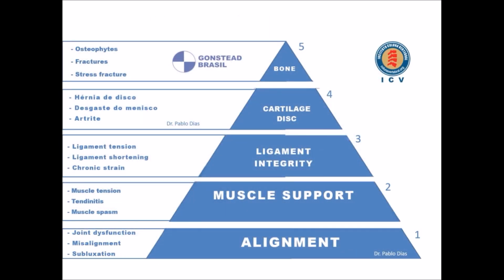Gonstead also proposed that we have five mechanisms of defense that can keep the musculoskeletal system, or the organism, in a healthy status. The first, the base of the pyramid, is alignment, which brings better function to joints and sets joints free from subluxation and misalignments. After that, we have muscle support, releasing muscle tension, tendinitis, muscle spasm. The next mechanism of defense is the integrity of the ligaments, then the disc cartilage, and the bone is the last stage for the organism.